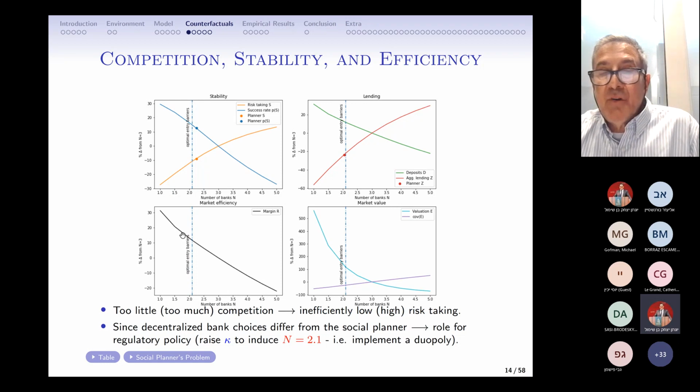Static profits are not the only element, but they're one element in what valuations are. A monopolist has a higher stock market value of the bank. As there's more and more competition, each individual bank's valuation drops.